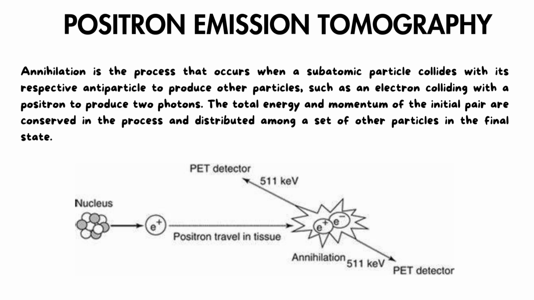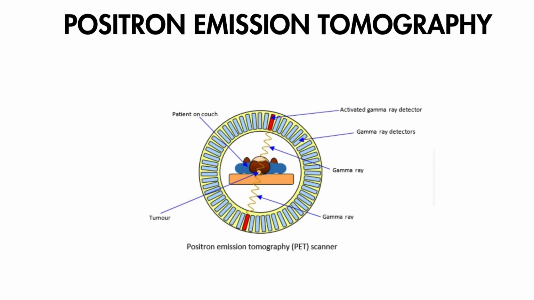As we see in the image, this particular annihilation process leads to two different photons with an energy of 511 kilo electron volts on either side of the collision. This particular emission is then recorded with the PET camera. The PET camera has a number of detectors, and the gamma rays emitted in two opposite directions are going to meet in two opposite detectors.